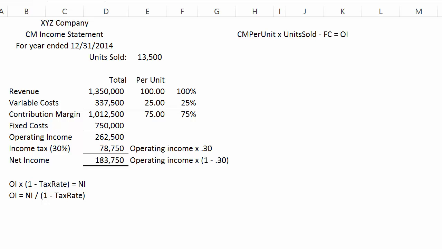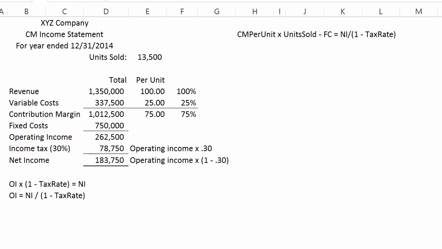So let's go on up to the top of the next section, and we have our standard CVP equation in there, contribution margin per unit times units sold minus fixed cost equals operating income. Let's just change that and put in net income divided by 1 minus tax rate instead of operating income, since those two are equivalent. We're going to start with break even.